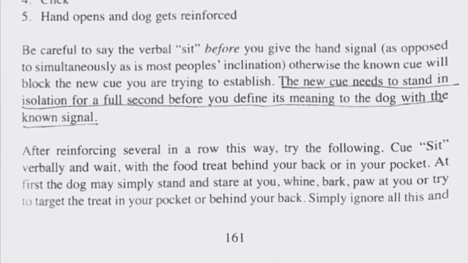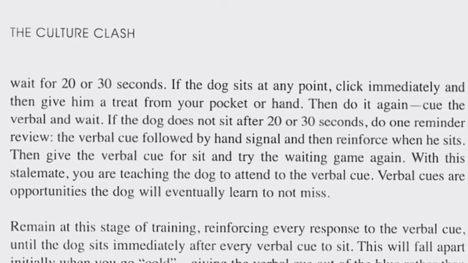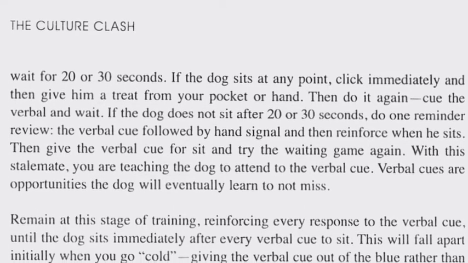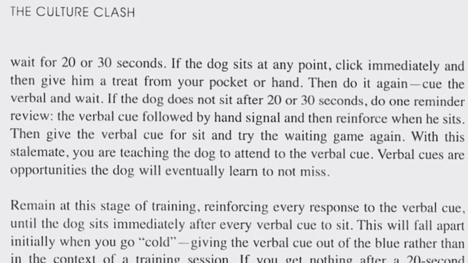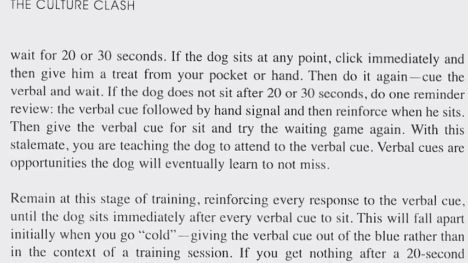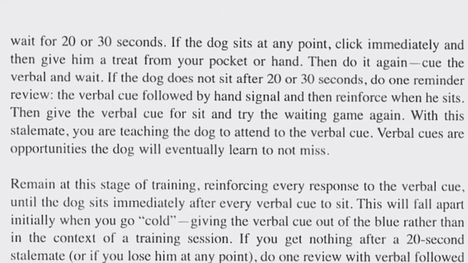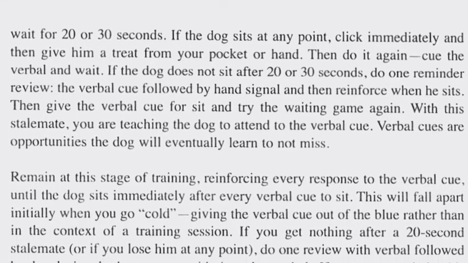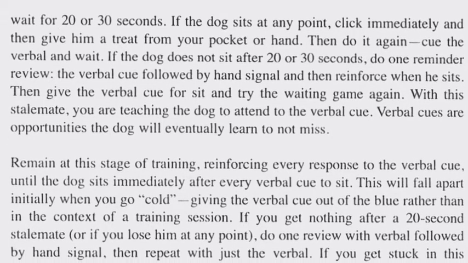Simply ignore all this and wait for 20 or 30 seconds. If the dog sits at any point, click immediately and then give him a treat from your pocket or hand. Then do it again. Cue the verbal and wait. If the dog does not sit after 20 or 30 seconds, do one reminder review, the verbal cue followed by hand signal, and then reinforce when he sits. Then give the verbal cue for sit and try the waiting game again.